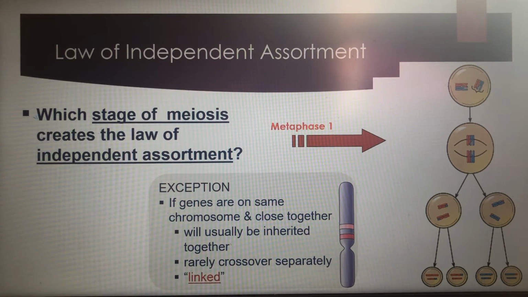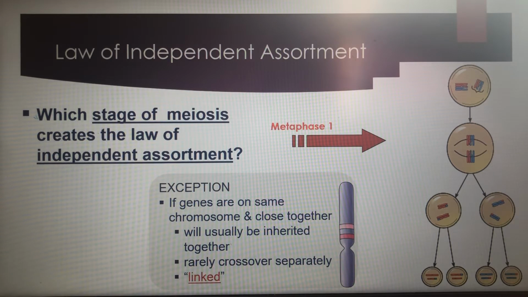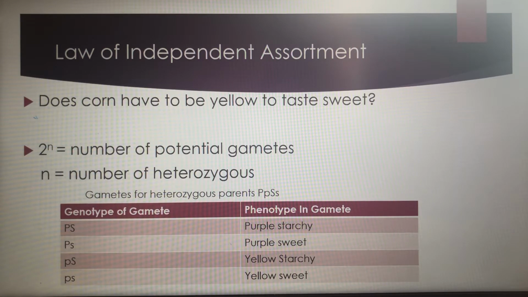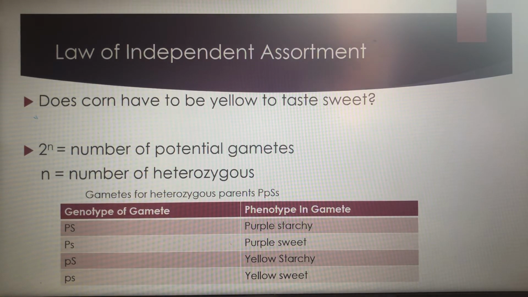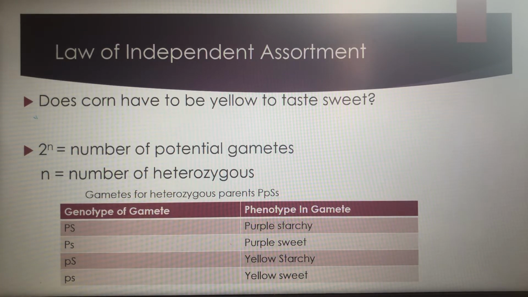And they have to be close together, because remember what we learned about crossing over. If they're far apart, then they might get separated when they cross over. Now, this is that corn example I was talking about. Does a corn have to be yellow to taste sweet? No, not according to the law of independent assortment, if the genes are not linked. Whether the corn tastes starchy, which is the normal kind of corn, or sweet is not linked at all to corn kernel color.